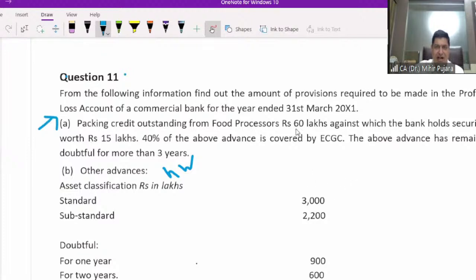So 60 is outstanding, friend. 60 is outstanding. Bank has security of 15 lakh rupees and 40% is secured by ECGC. And this account is doubtful more than 3 years.